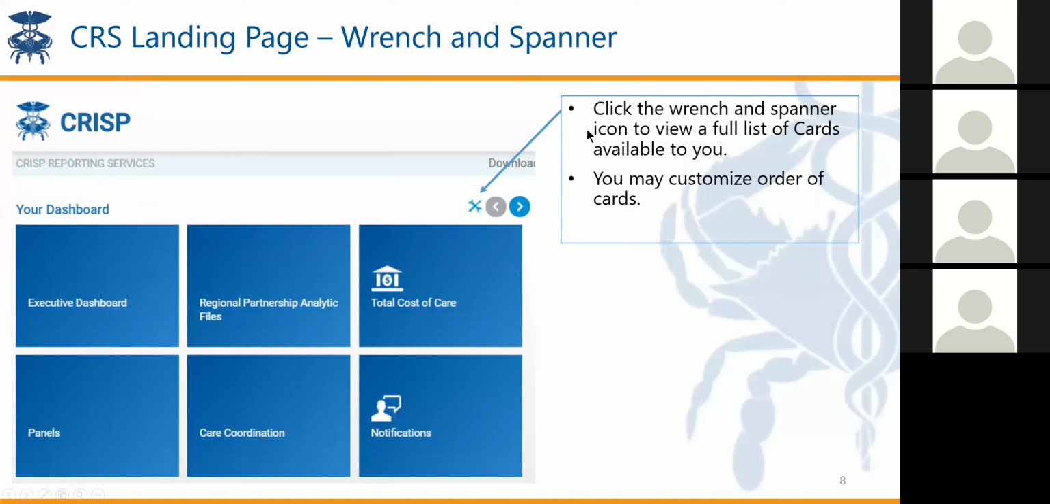I wanted to mention the wrench and spanner. When you click on this tool, you get a full list of all of the reports that you have access to. This is helpful if you think you have access to a certain report, to confirm the exact access that you have. You can also rearrange the different subcards. If you find yourself really needing to look at the readmission reports, you probably want to put that on the first page, maybe in the upper left-hand corner.